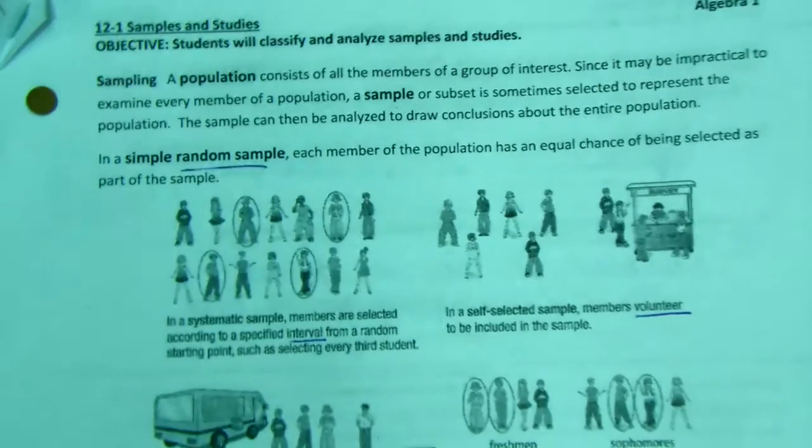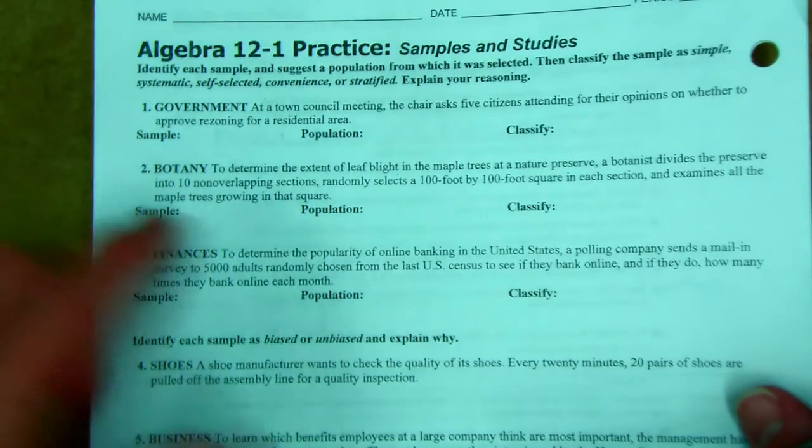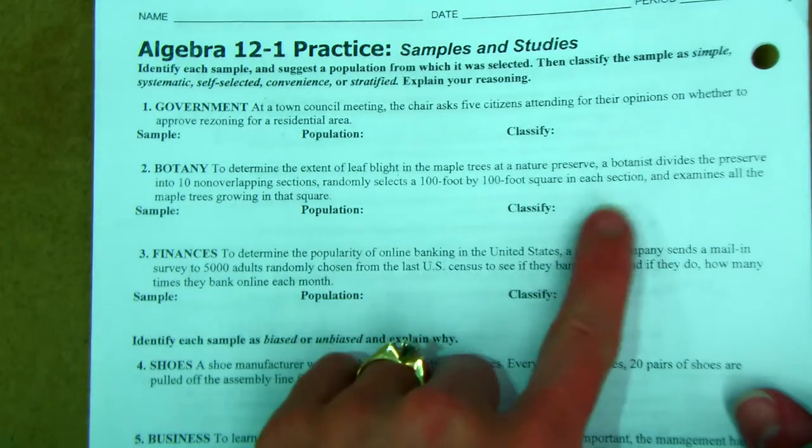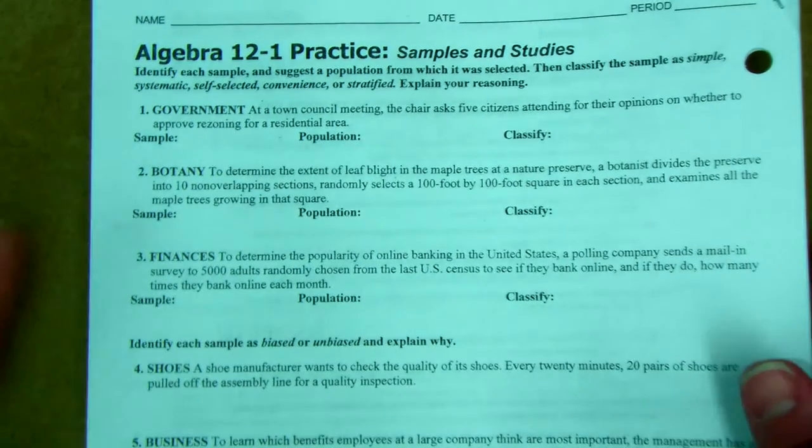1, 2, and 3, you're talking about your sample size, your population, classify what it is. They give you all the options up there. And then biased or unbiased, and always make sure you're explaining. Okay, so that goes through the same inside there.